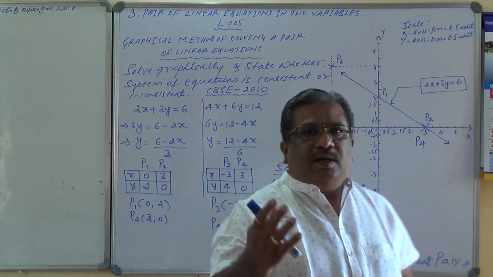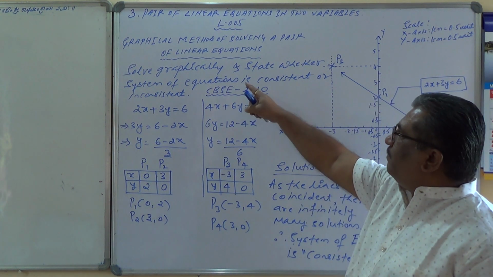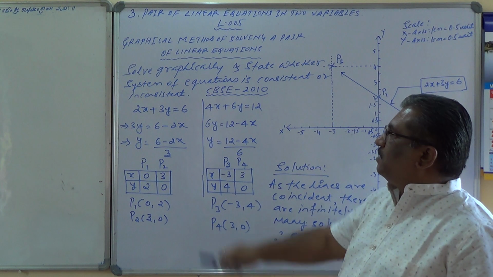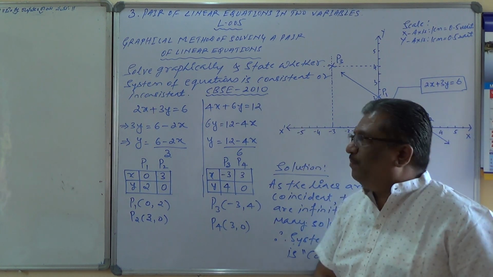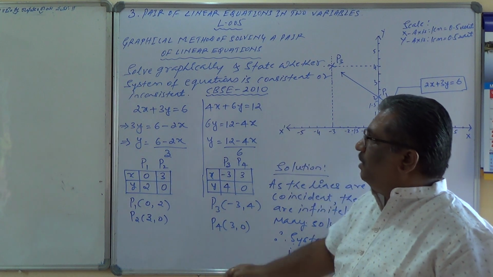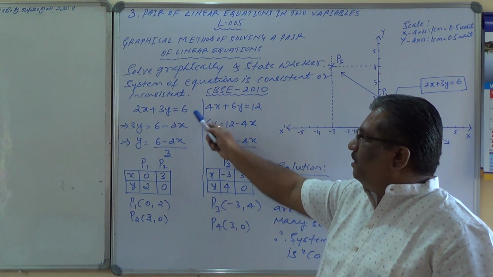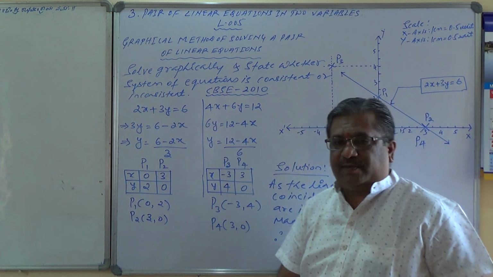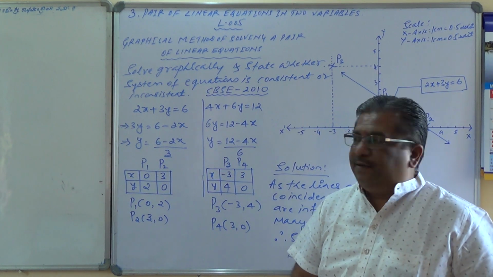Yeah, let us take the next problem. Solve graphically and state whether the system of equations is consistent or inconsistent. CBSE 2010, 2x plus 3y equals 6, 4x plus 6y equals 12. These are the two given system of equations. We have to plot the graph because graphical method we need to adopt.